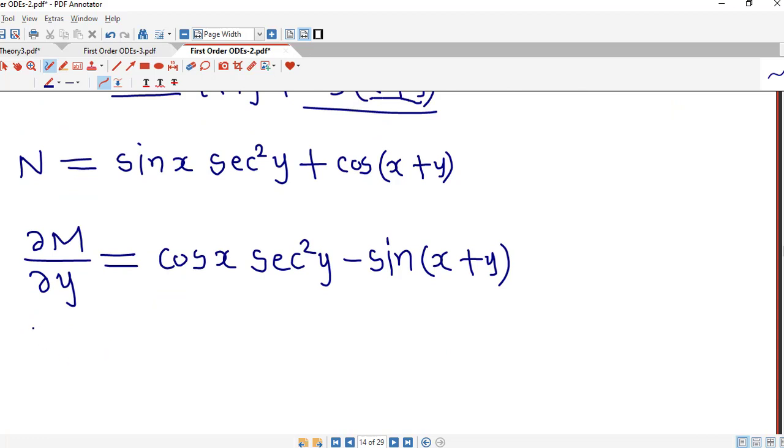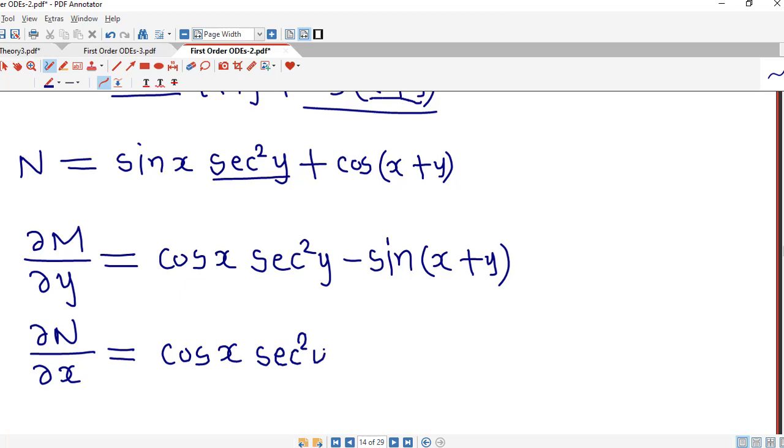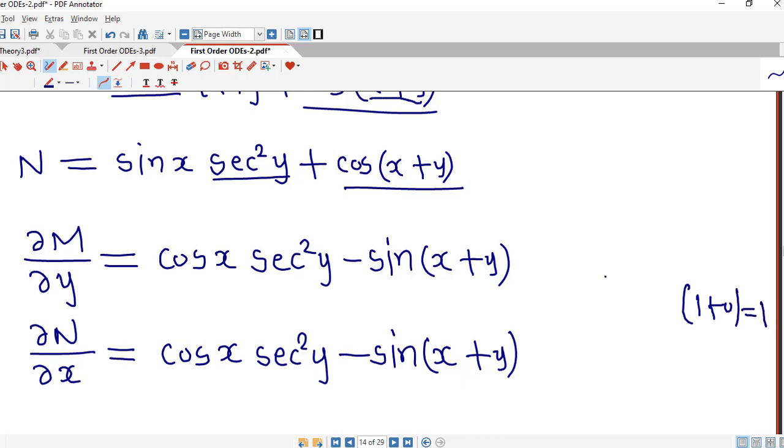Similarly we differentiate capital N with respect to x. Here we are differentiating with respect to x, so sec square y is constant. The derivative of sin x is cos x, so we have cos x sec square y. And the derivative of cos of (x plus y) with respect to x is minus sin, and the derivative of x plus y with respect to x is 1 plus 0, that is 1. So we have minus sin (x plus y).